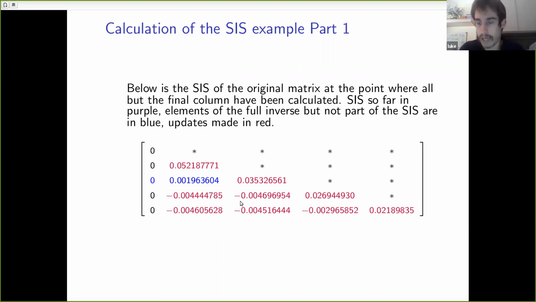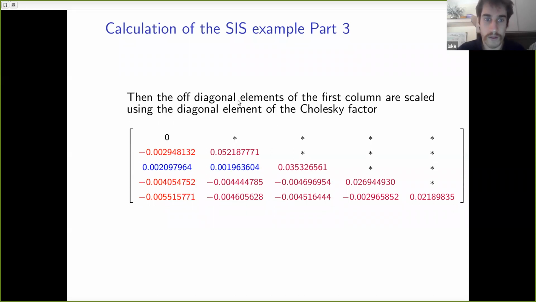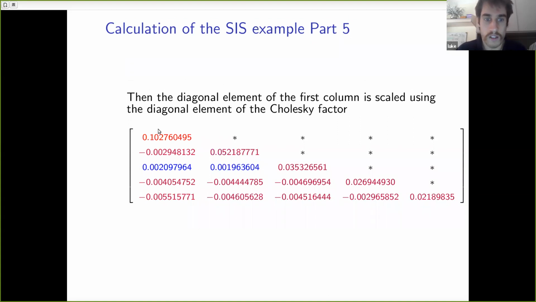The updates that we make as we go through the example will be in red. So first we calculate these elements using the Cholesky factor and this previously computed part. Then we scale them using the diagonal element of the Cholesky factor. Then we do the diagonal element in a similar way, and then we scale that. And finally, these elements would be 0, but they're just shown here. This is the actual inverse, but in the SIS, these would be zeros.